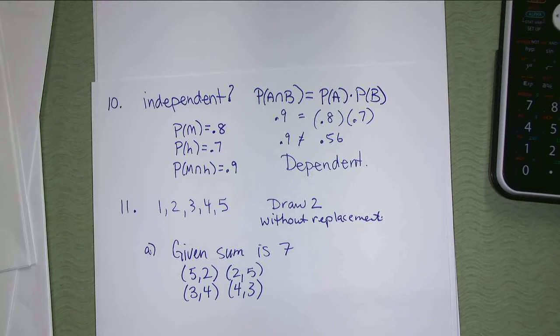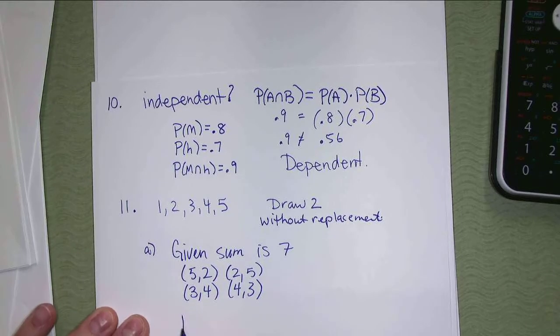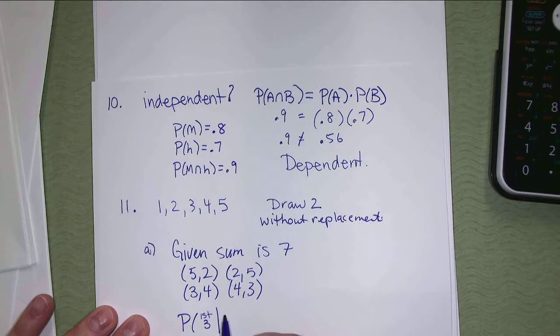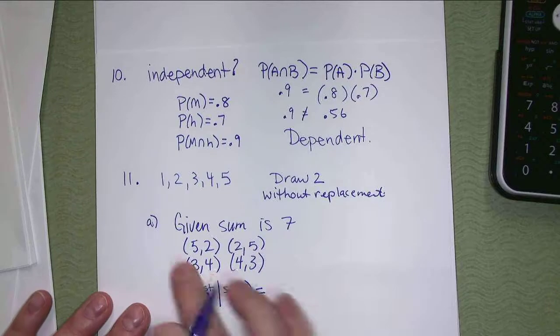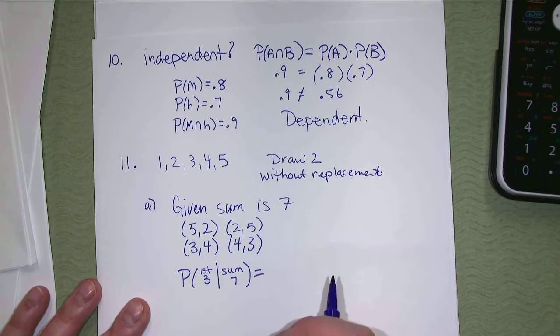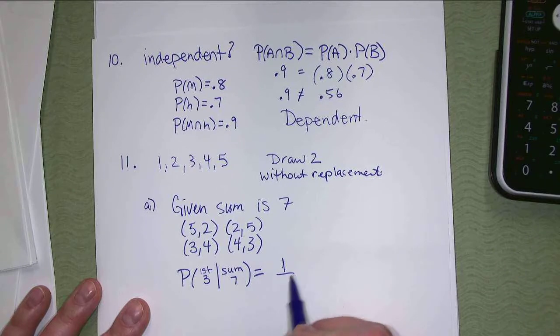So what's the question asking? The probability that the first number is a 3, given that the sum is a 7. So how many of these have the first one as a 3? 1. So the probability is 1 out of 4. If these are only the 4 options, you're told that the sum is 7, then you have a 1 out of 4 chance that the first number was a 3.